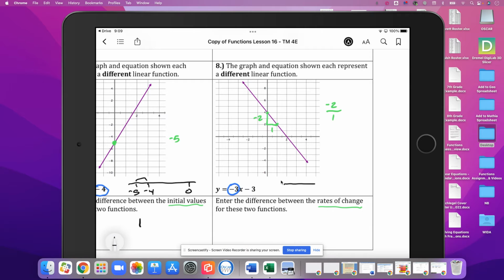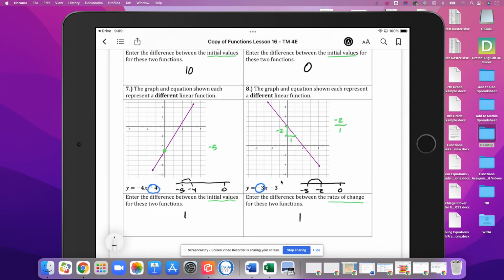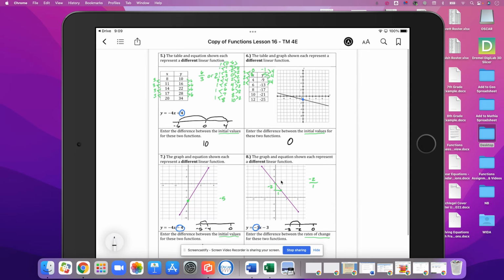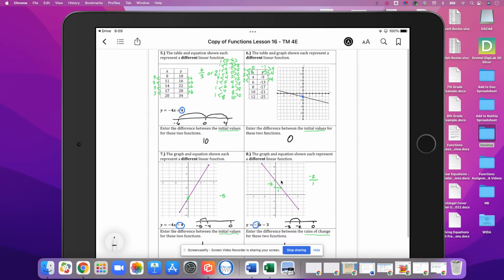So we're looking for the difference between -2 and -3. And so they are on the same side of 0. So a jump of 1 again. Alrighty, so that's going to be it for 5, 6, 7, and 8. On to the next.